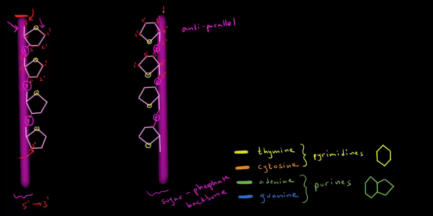So at this end we have a 3' carbon, and at this end we have a 5' carbon. So we can say with reference to the top that this is going in the 3' to 5' direction. And it's important to remember this. The strands are in opposite directions. They are anti-parallel to each other.